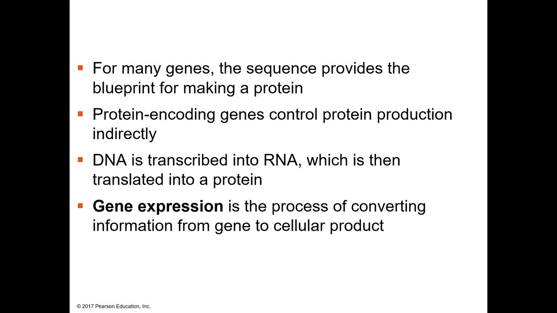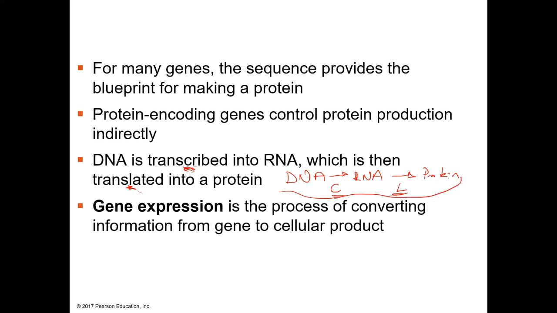Okay, for many genes, the sequence provides the blueprint for making a protein. Protein-encoding genes control protein production indirectly. This is how it happens. DNA is transcribed into RNA, which is then translated into a protein. So DNA is going to transcribe. I highlight the C here. C comes before L. DNA is transcribed into RNA, which is going to be translated into protein. And those are just the C and the L from transcription and translation.